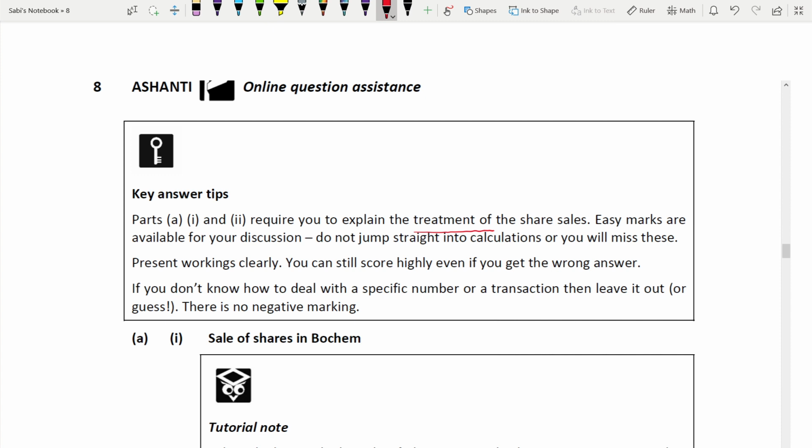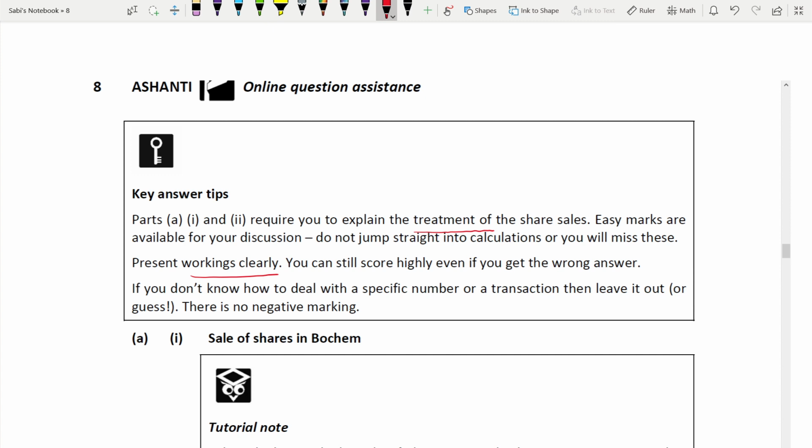Second, present workings very clearly. You have to label your workings using proper subheadings, what each working is for, with the number. You can still score highly even if you get the wrong answer. You see, for workings, you will get most of the marks. Even if your final answer is wrong, only 1 mark you will lose. But for the rest, let's say a question is for 7 marks, 6 marks are for working, only that 1 mark is for the final answer.